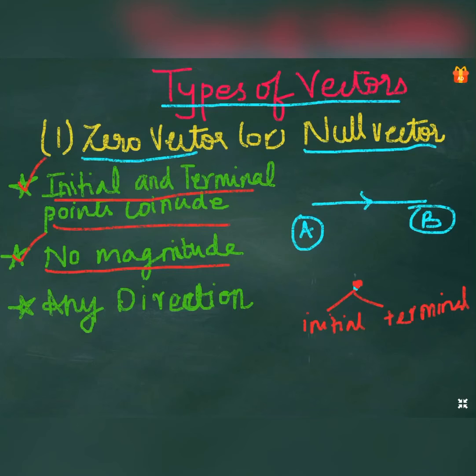The third thing is that the zero vector can be assigned any direction. It does not have any definite direction. For example, this vector can go in this direction, or this direction, or this direction. So there are three things to note in a zero vector or a null vector: the initial and terminal points coincide, there is no magnitude, and the zero vector can be said to go in any direction.